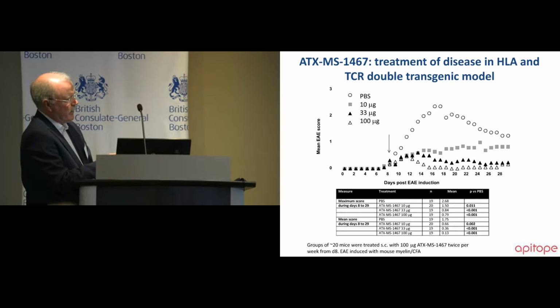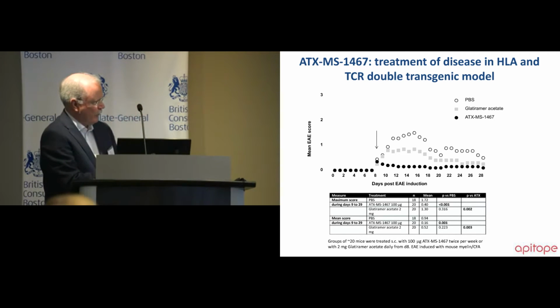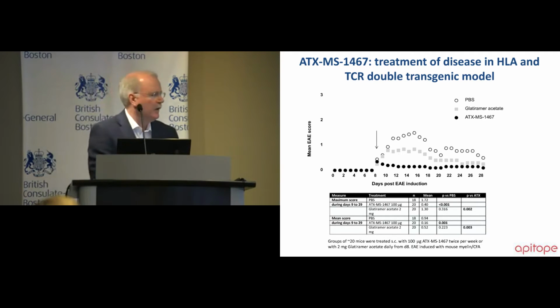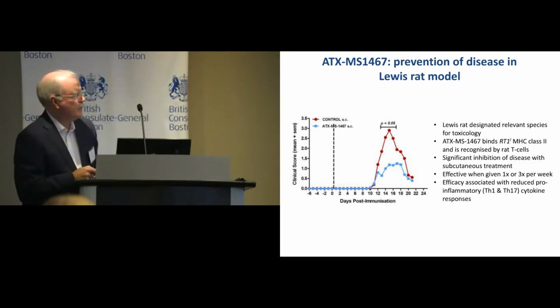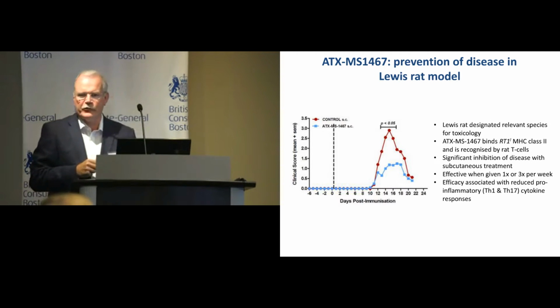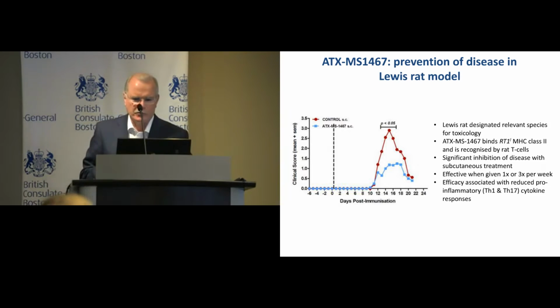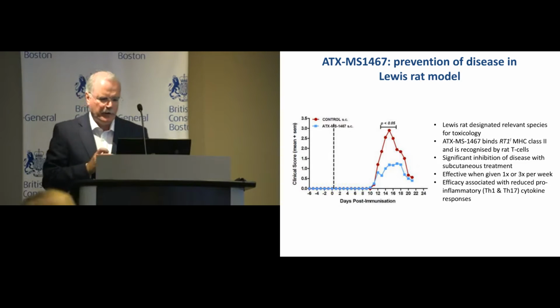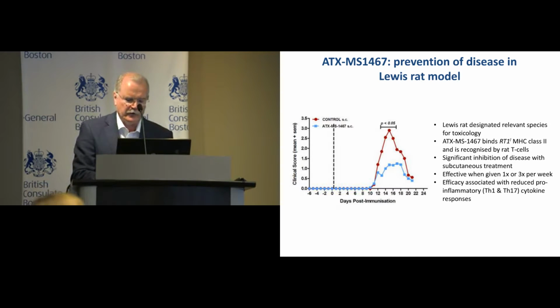This is important. This is comparing Copaxone, glatiramer acetate, with MS1467 starting after disease onset. And unfortunately the glatiramer acetate, giving 2 milligrams per day, did not have a significant effect on disease. This is work conducted by our colleagues at Merck Serono, and they were looking for a suitable model to use as a relevant species for tox studies. ATX-MS-1467 induces disease in the Lewis rat if given in adjuvant with pertussis toxin, and you can suppress disease by giving the peptide in soluble form. And under those conditions, yet again, you suppress both Th1 and Th17 cytokine responses.